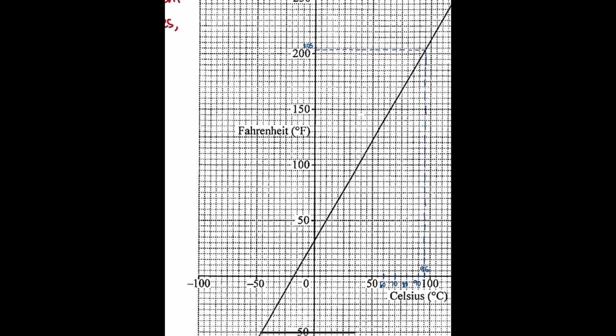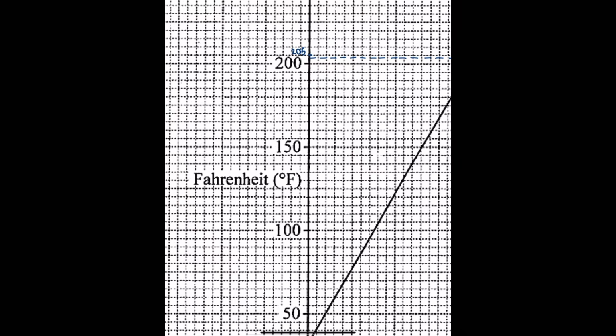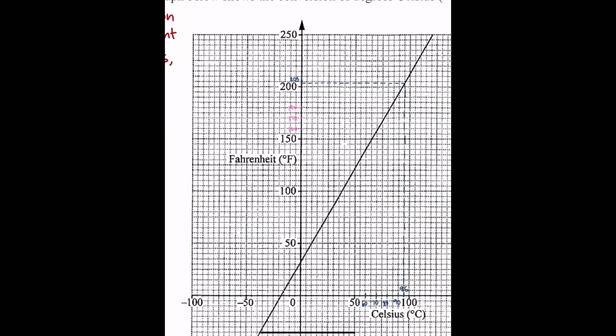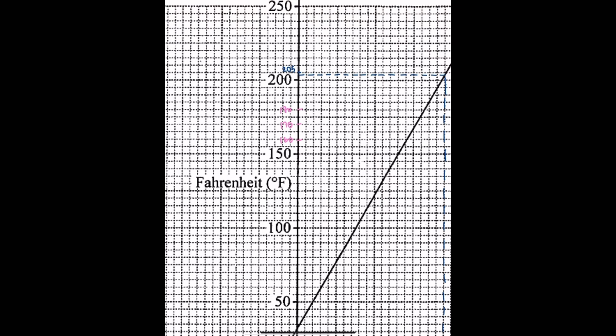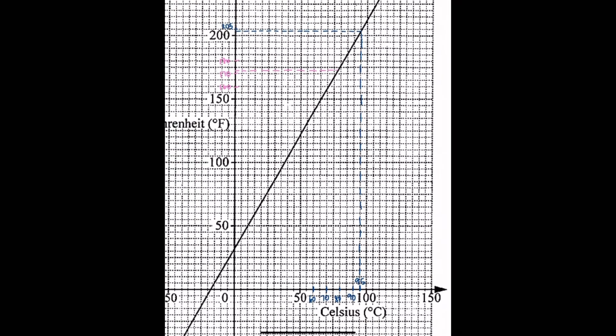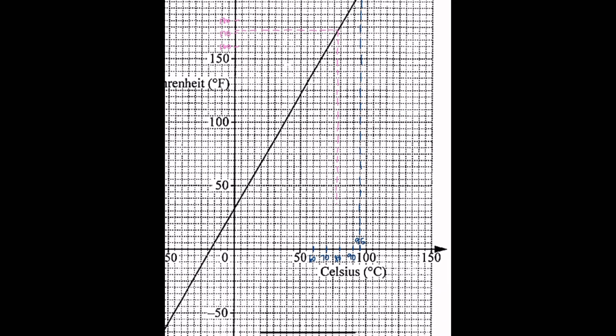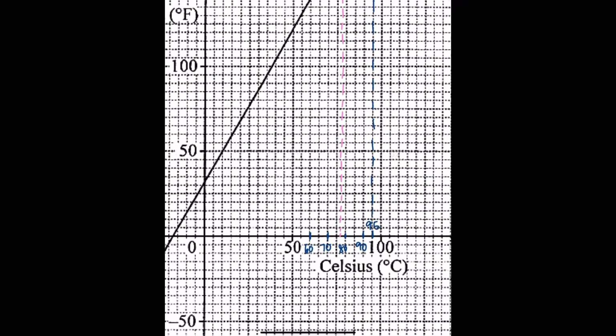let's locate 172.5 degrees Fahrenheit. So this is 160, 170, 180. So 172.5 degrees should be somewhere here, slightly above 170. So what you can do, you can draw a dotted line to meet the straight line, and then a dotted line down to meet the horizontal axis, so that you can find the corresponding value for degrees Celsius.